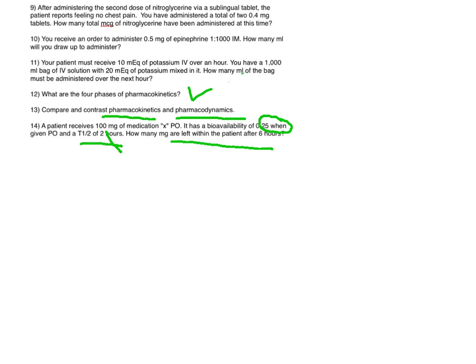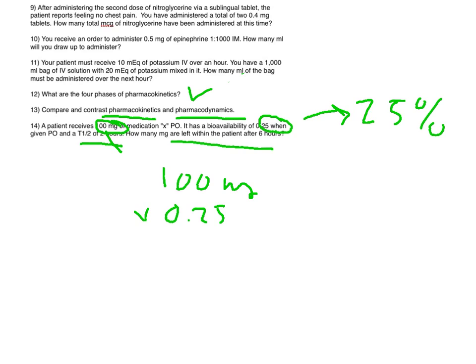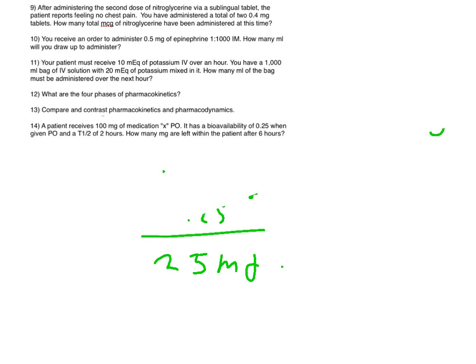Well, the first thing we need to do with any kind of bioavailability is figure out how much of this 100 milligrams has actually made it into the body. And remember, 0.25 is 25%. It's another way of expressing that. So really all I do is multiply the bioavailability by how much I've given the patient. In this case, it's 100 milligrams multiplied by 0.25, and that gives me 25 milligrams. So only 25 milligrams actually makes it into the patient.